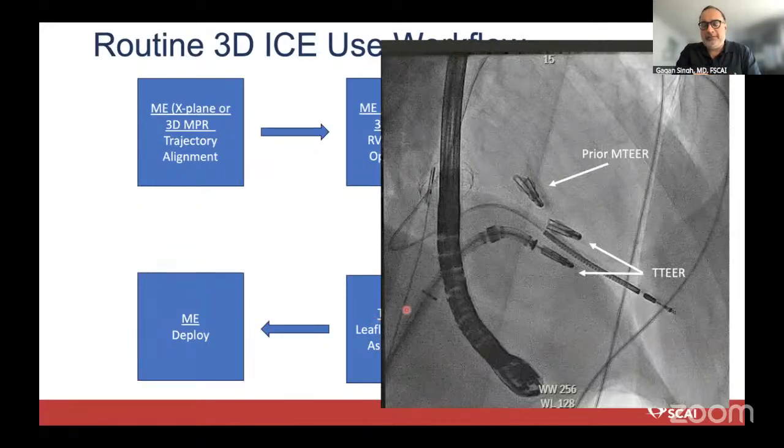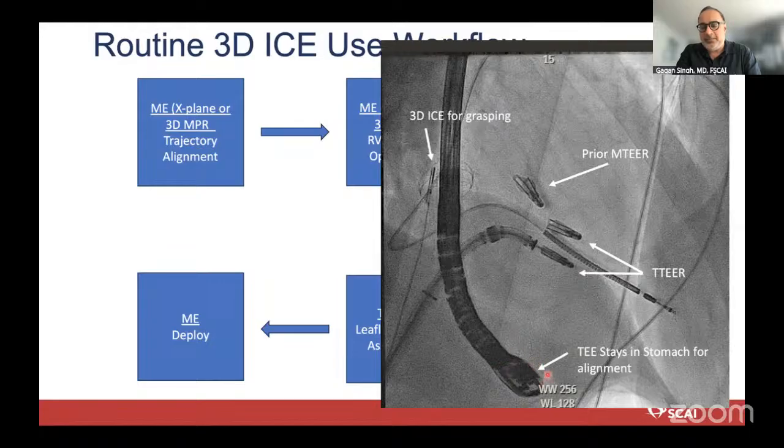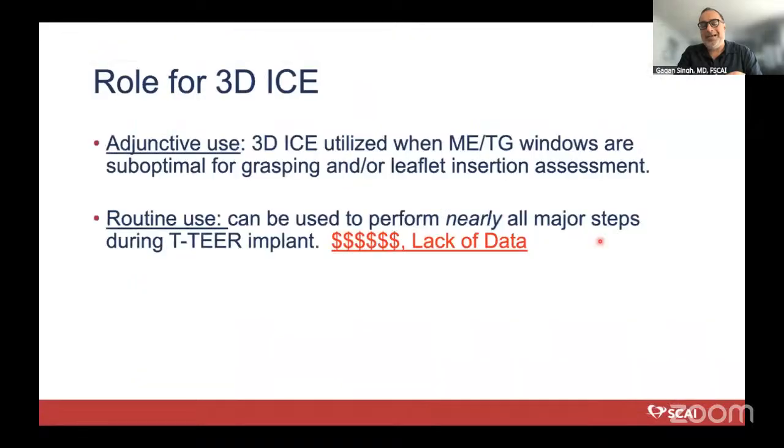And just to lay the land here for everybody, here's the prior M-TEER. This is a case where I put in an XTW, and then this is an XT going in. But notice the TE probe stays in the stomach. You don't have to go back and forth. And then the 3D ICE catheter is really what's helping guide the grasping.